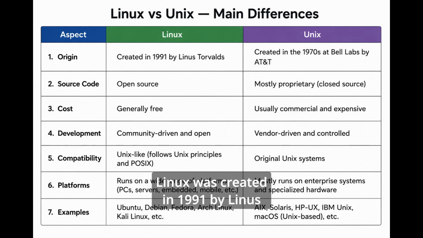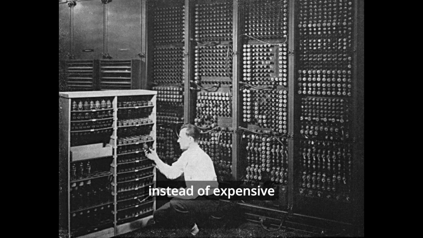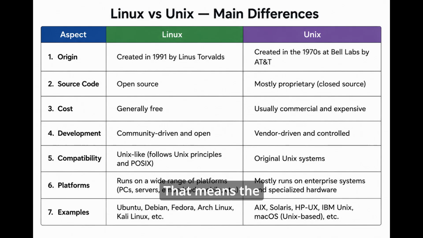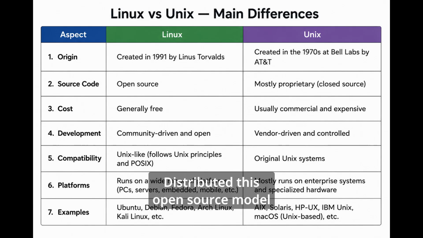Linux was created in 1991 by Linus Torvalds as a free and open alternative inspired by Unix principles but designed to run on ordinary personal computers instead of expensive enterprise hardware. Unix is older. Linux came much later. Difference 2. Source code. Traditional Unix systems are usually proprietary. That means the source code is closed. Only the vendor controls the operating system. Linux is open source. Anyone can read the source code, modify it, improve it, distribute it. This open source model helped Linux grow extremely quickly.